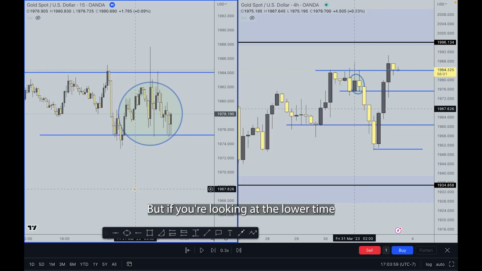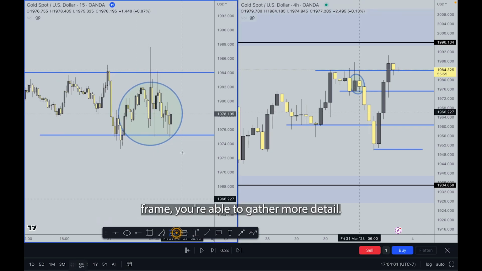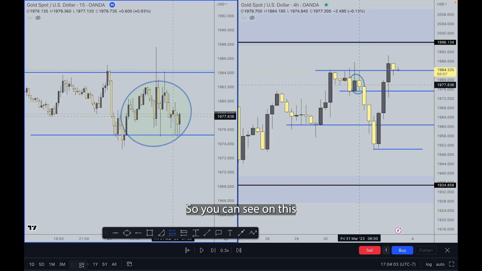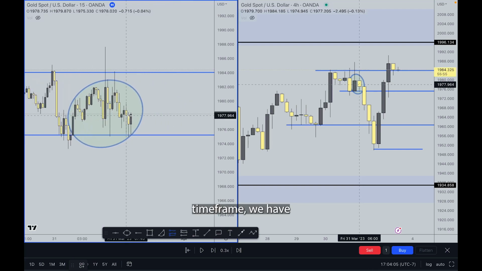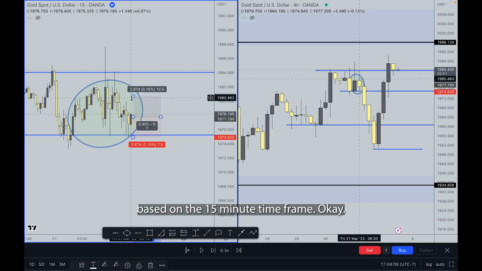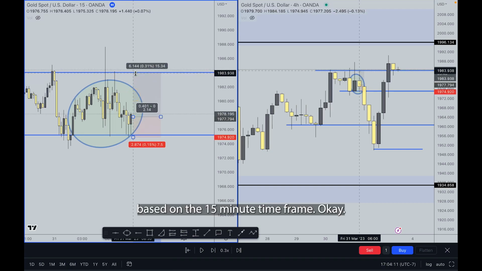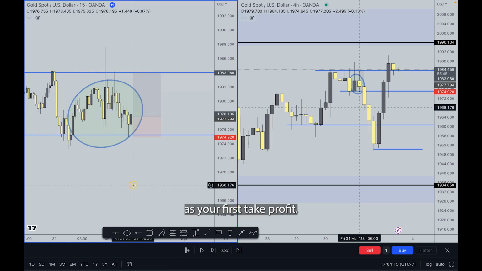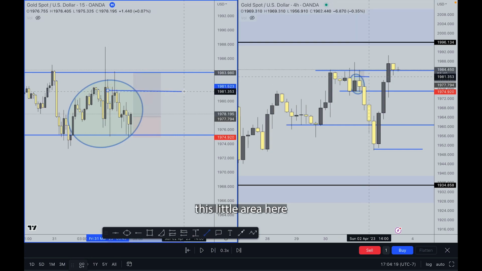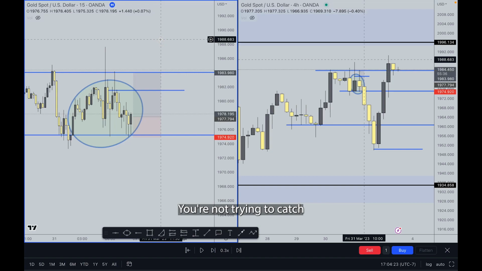But if you're looking at the lower time frame, you're able to gather more details. So you can see on this 15-minute time frame, we have this strong bullish volume candle. Okay, you can target this area of resistance as your first take profit, and you can also use this little area here. Because remember, counter trend trades are short term. You're not trying to catch some huge move. You're understanding it's a short-term trade.